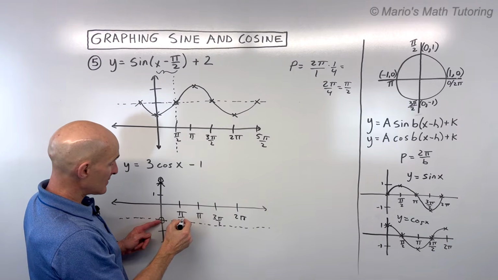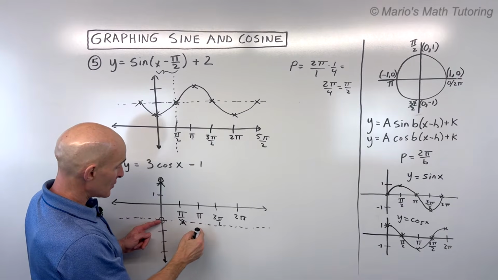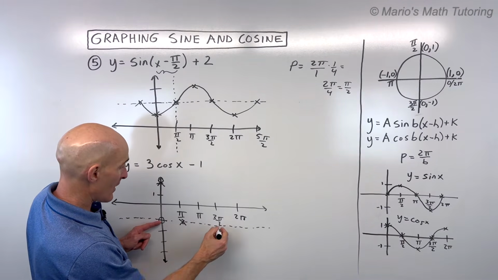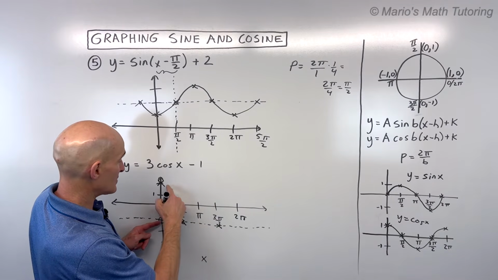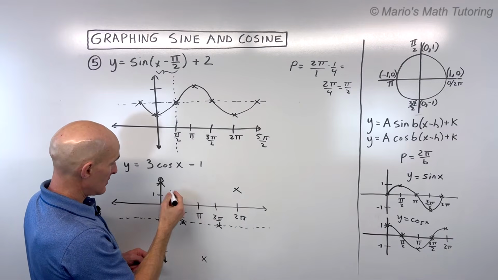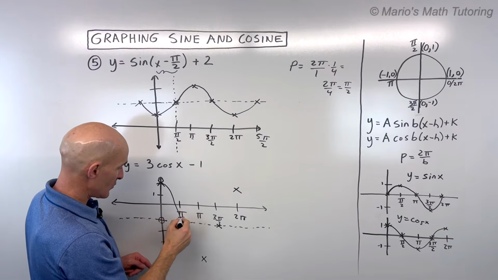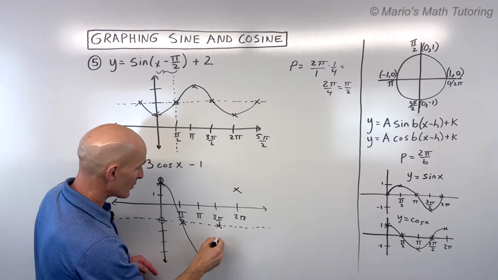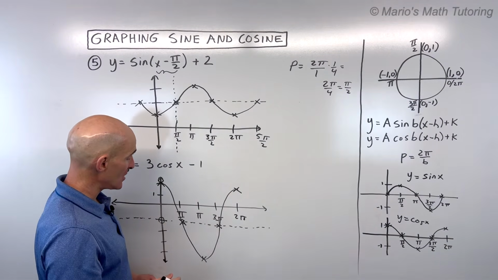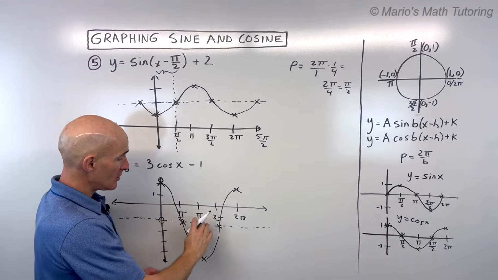It's going to go back to the midline. It's going to go to the minimum, which is 3 below that midline, back to the midline, and then back to the maximum here. So that's 3 above the midline. If we graph it, smooth it out a little bit, that's our graph. You can see it's definitely been stretched and it's been shifted down 1.